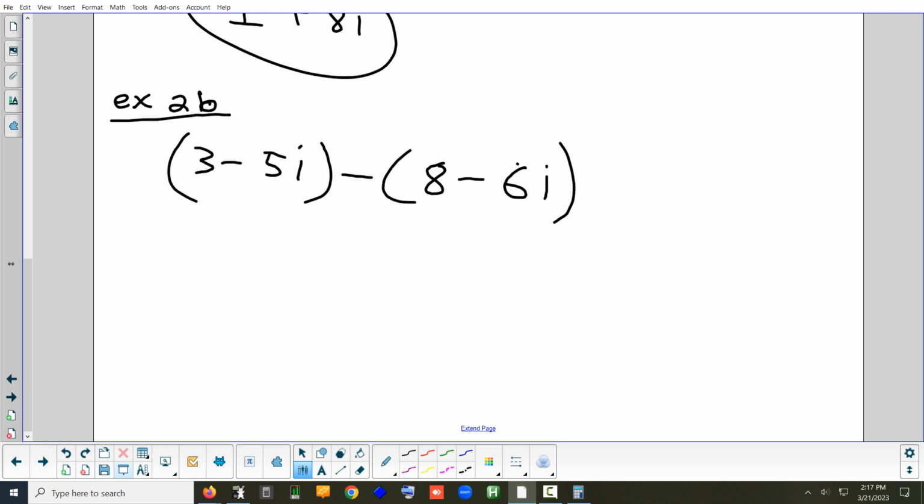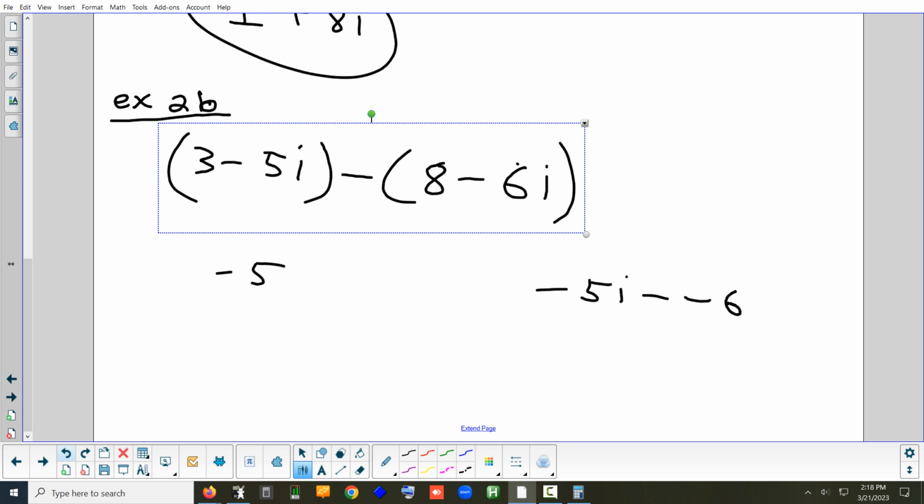What's going to be my real part here? Yep, 3 minus 8 is negative 5. Now, what about the imaginary part? Just be careful, because it's negative 5i minus 6i. What did we say happens to that minus and minus? It becomes a plus. So it's like negative 5i plus 6i, which is i. You can put 1i, or you can just put i. It's the same thing. Most of the time when it's a 1, people just put i.